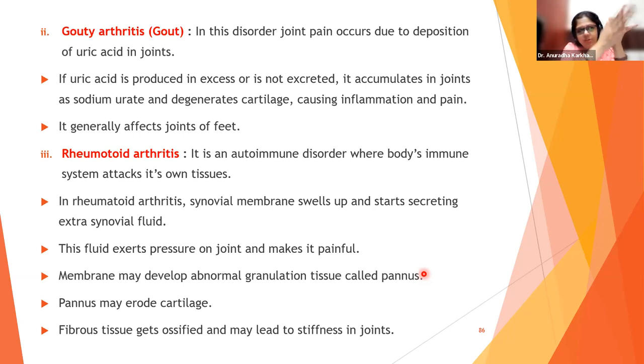It will erode the cartilage, and with friction, it will all get worn away, causing inflammation and pain. It generally affects joints of the feet. See, uric acid is generally formed in large amounts in people who are consuming a lot of alcohol. So in their blood, uric acid formation is very rapid. If it is rapid and in excess, then the kidneys are not sufficient to excrete those uric acids. So they get converted into crystals of sodium urate, go and settle in the joints, and erode the cartilage.